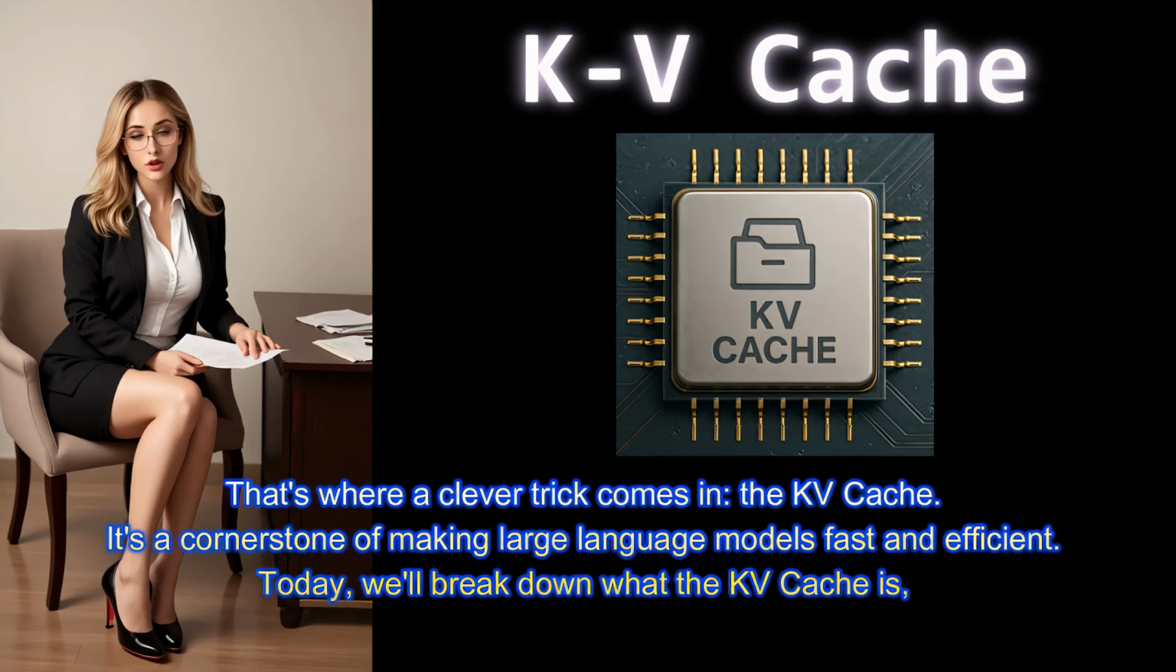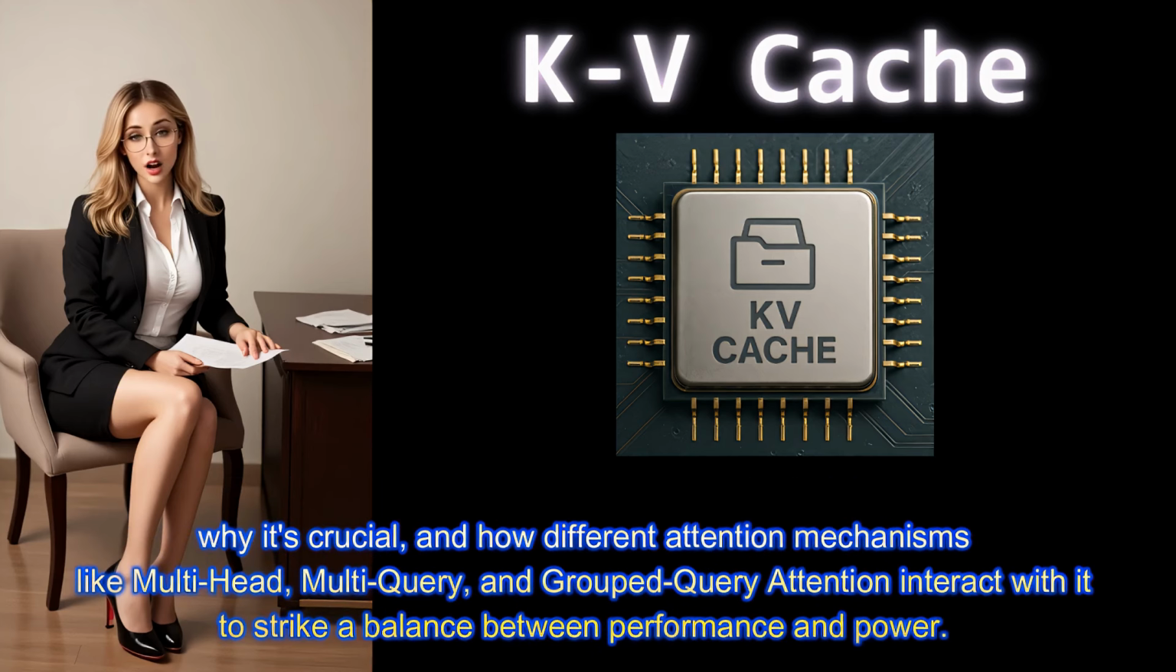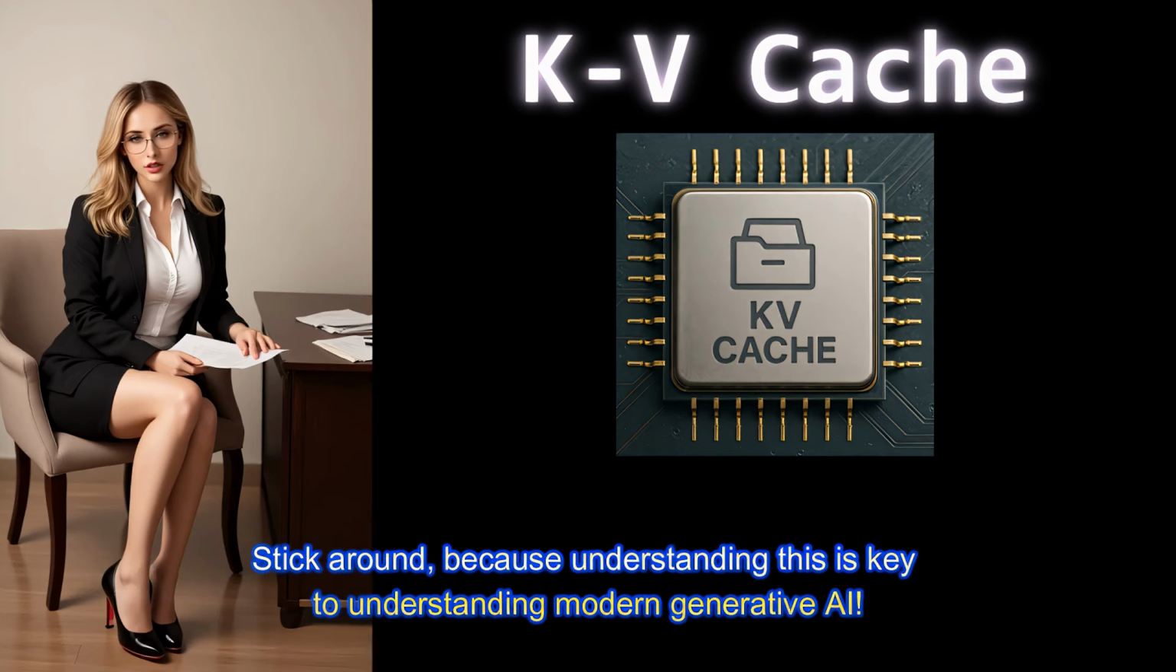It's a cornerstone of making large language models fast and efficient. Today, we'll break down what the KV cache is, why it's crucial, and how different attention mechanisms like multi-head, multi-query, and grouped query attention interact with it to strike a balance between performance and power. Stick around, because understanding this is key to understanding modern generative AI.